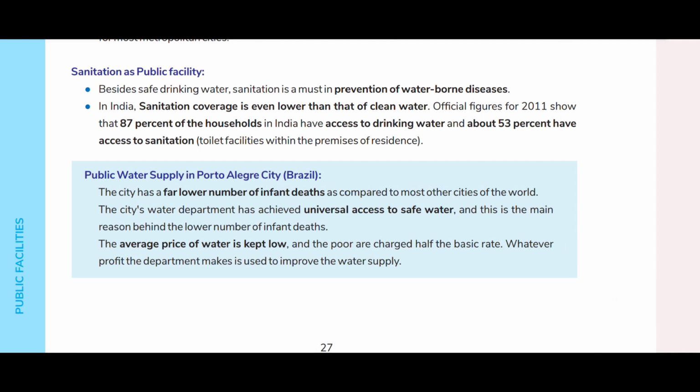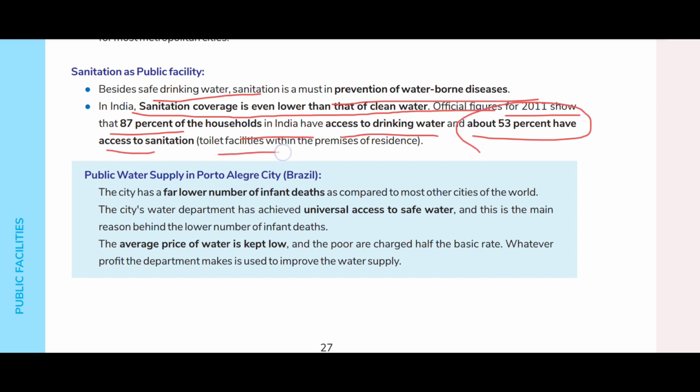Sanitation as a public facility. Besides safe drinking water, sanitation is a must in the prevention of waterborne disease. In India, sanitation coverage is even lower than that of clean water. Official figures for 2011 show that 87% of the households in India have access to drinking water and about 53% have access to sanitation, that is, toilet facilities within the premises of residences.